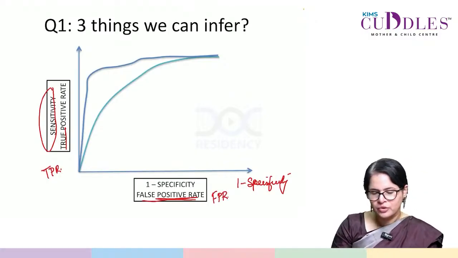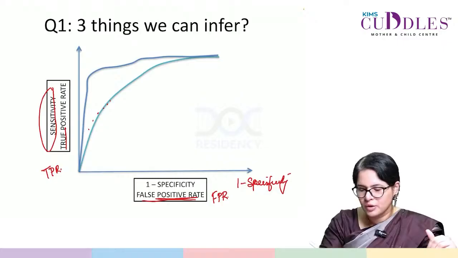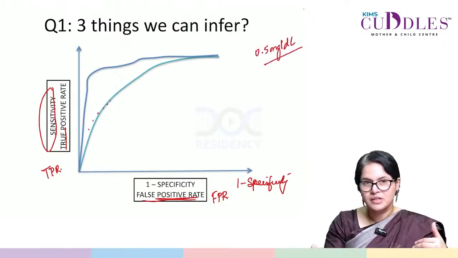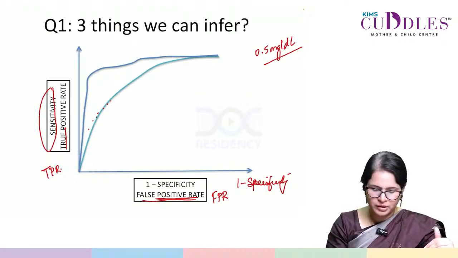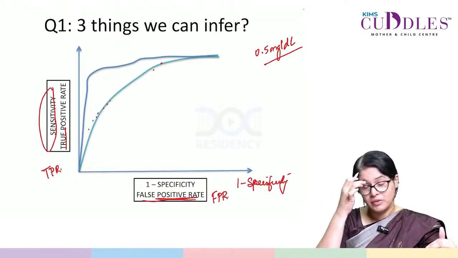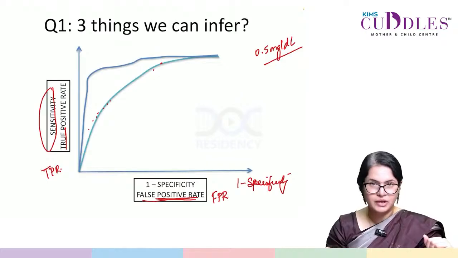If you have different cutoffs of the test, let us say CRP, we can perform it at a cutoff of 0.5 milligrams per deciliter. It might have a certain sensitivity and a certain specificity, which you plot somewhere here, because the sensitivity will be higher, but the specificity might not be that good. So 1 minus specificity is going to be relatively high.